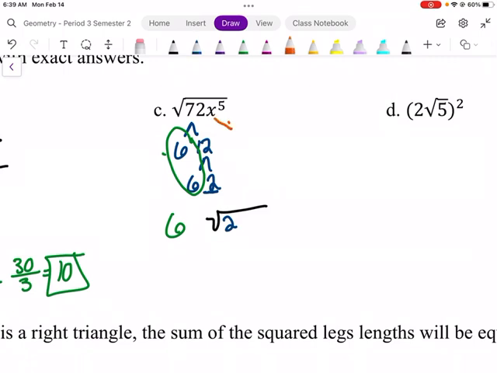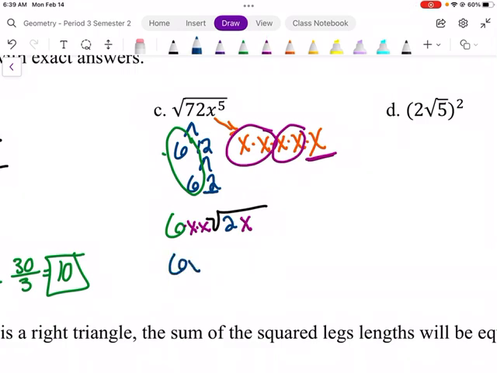We also have to do the same thing for all of these x's. So this is x being multiplied by itself 5 times, and we're looking for groups of 2. So we have 1, 2. So we're going to take 6 times x on the outside, and we have 1 x left over for the square root. Then when we simplify this, we would have 6x squared times the square root of 2x. And that would be our simplified answer.